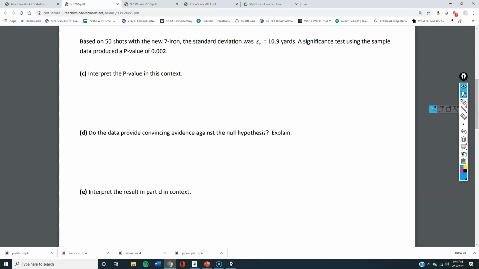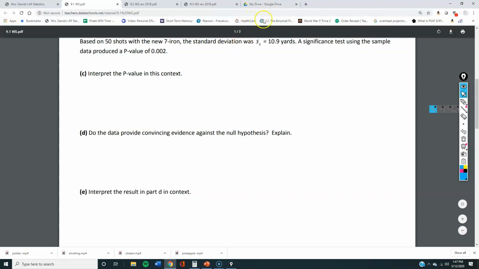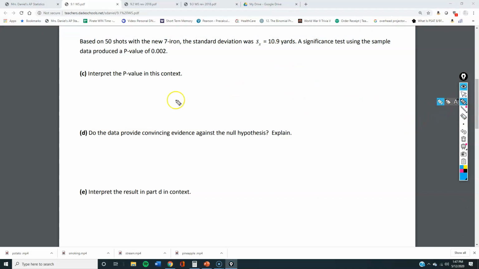Does this provide convincing evidence against the null hypothesis that his standard deviation was 15? Well, yeah, because the p-value is very small. There is convincing evidence that the true standard deviation of a 7-iron is less than 15. So you would reject the null. There is significant evidence. Remember, if you reject, you have convincing evidence of whatever your alternative is.